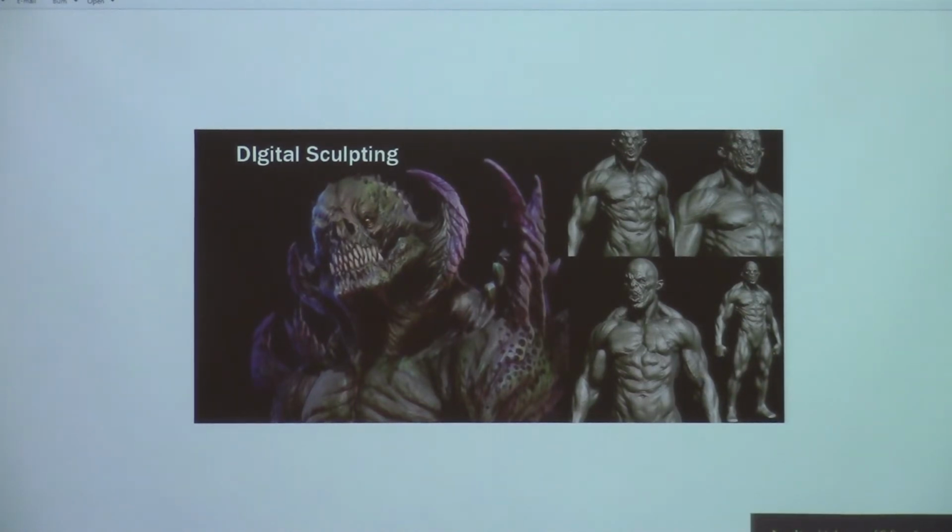And taking a high poly sculpt and reducing it so you can get the quality and look of something very detailed and refined, but at a fraction of the memory cost. Does that make sense? Okay. So digital sculpting is not a new thing, but it's a very fascinating thing.